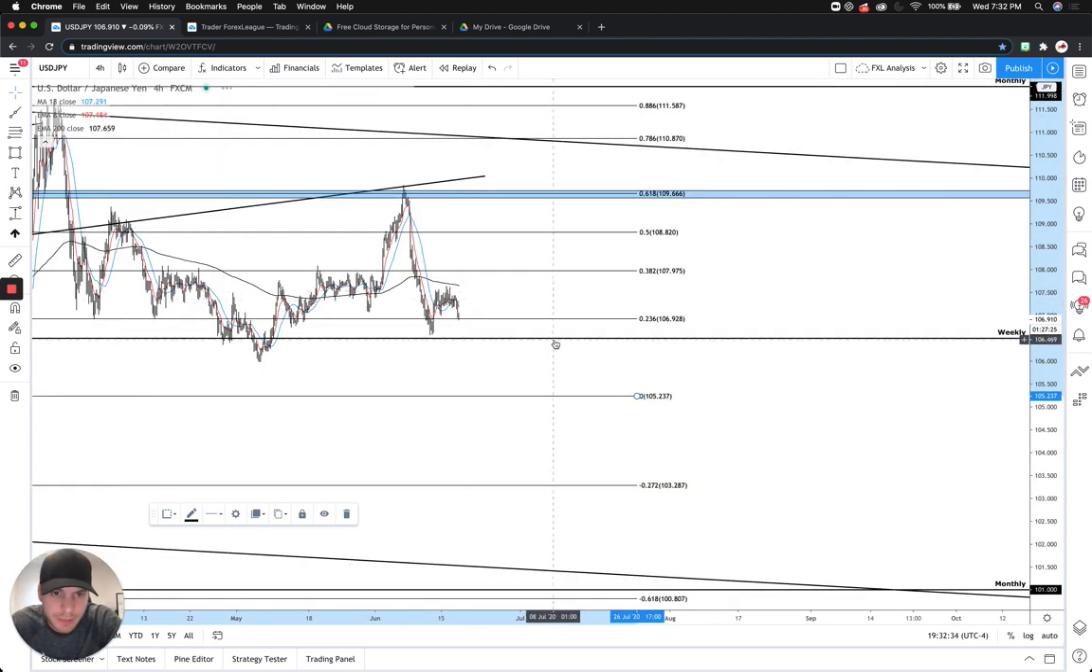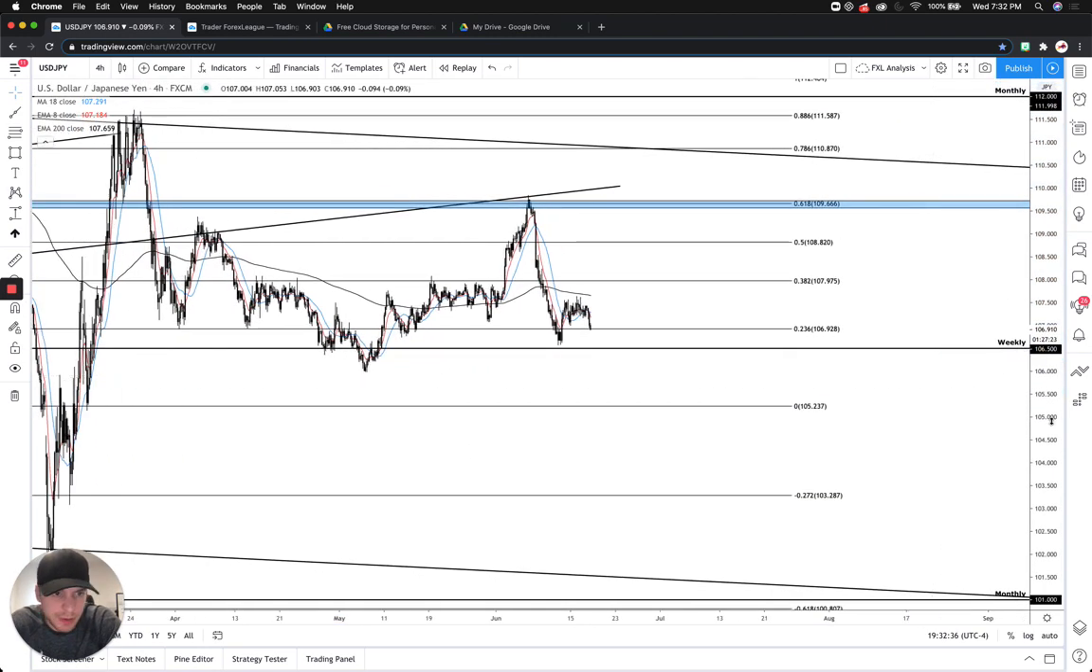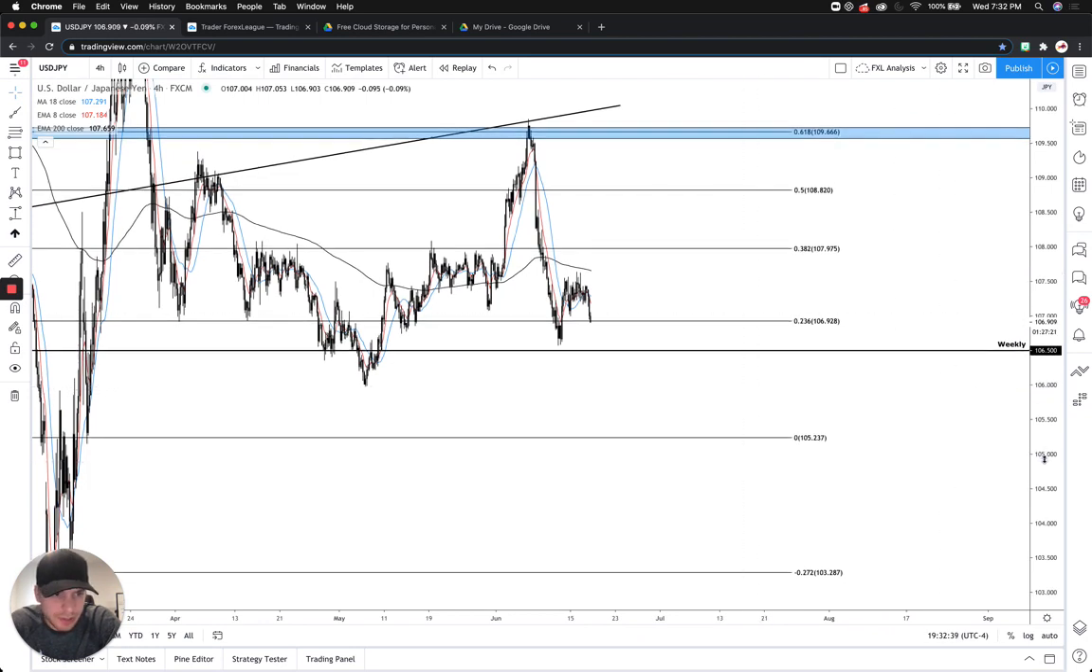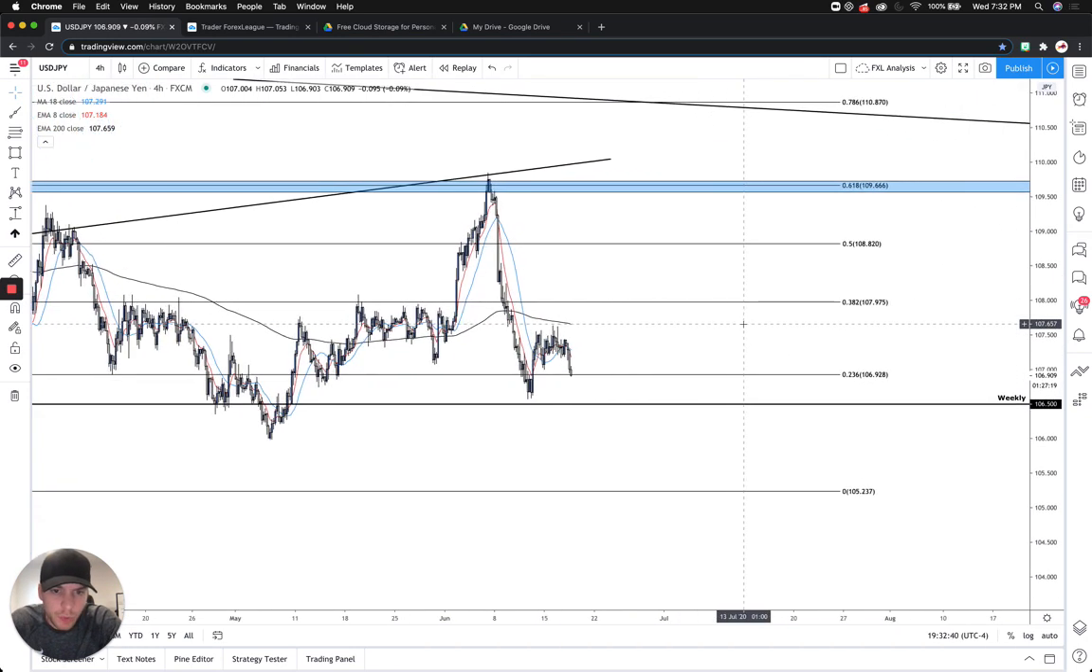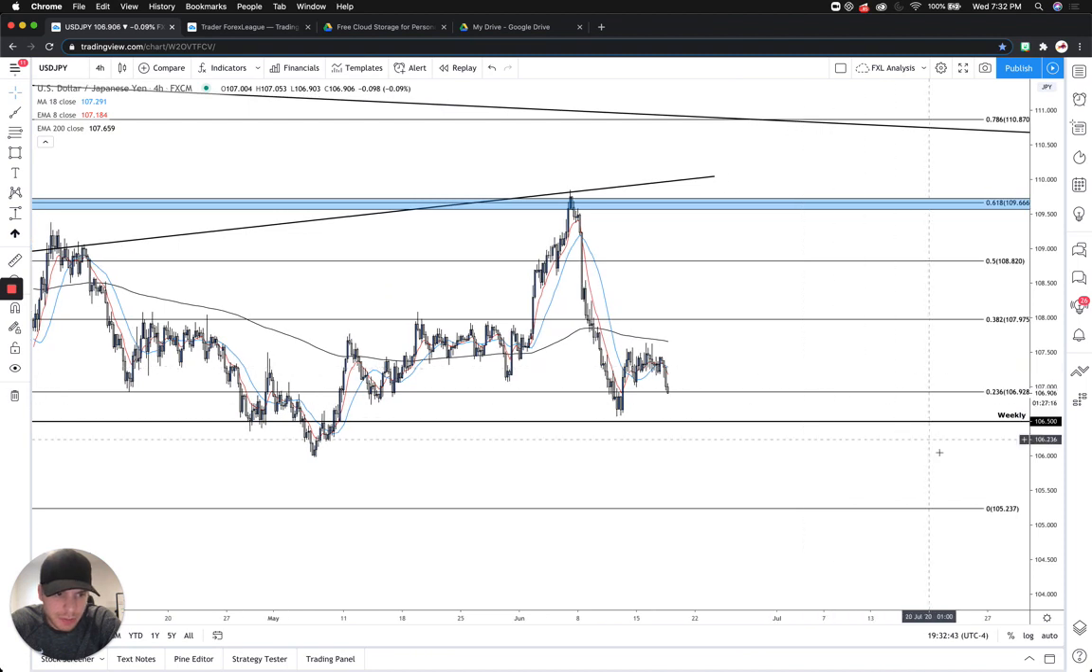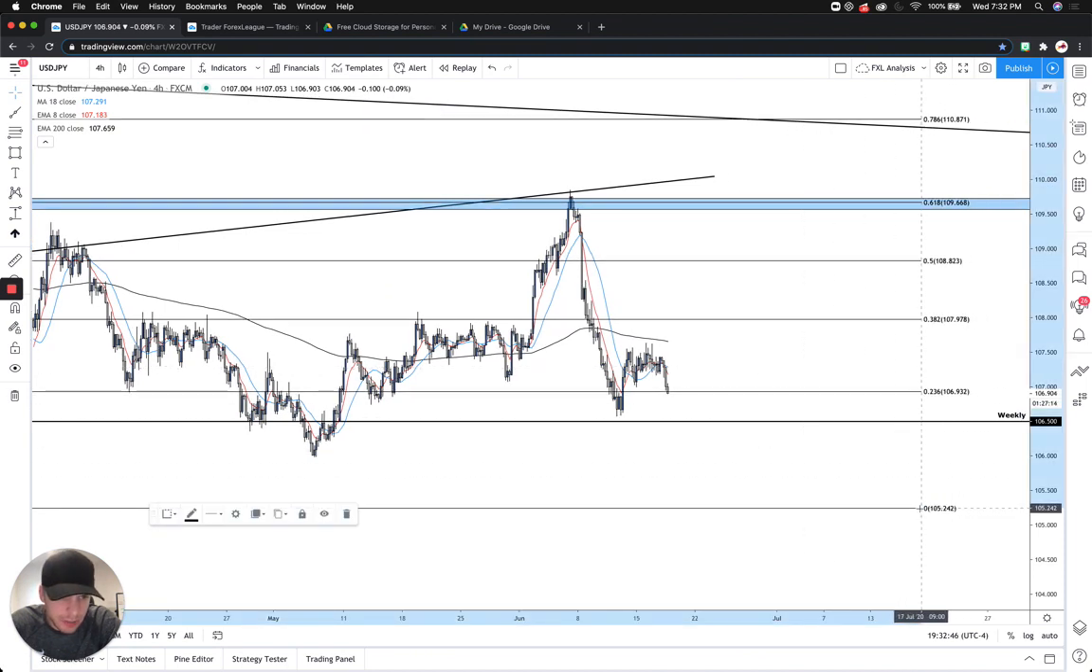All right, back to the 4. Much better, much better. Okay, so key level here. We want to get below this weekly. All right, what do we need to see to continue this bearish movement? Just gonna bring that in again.